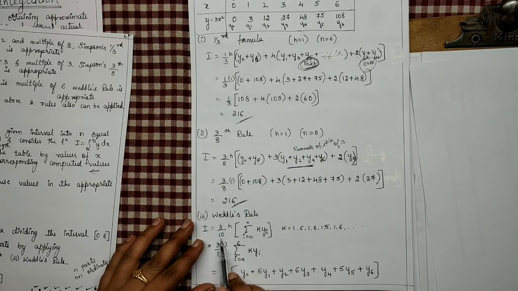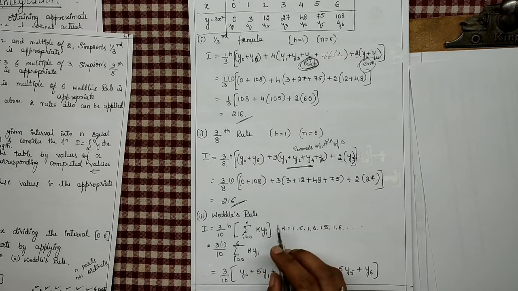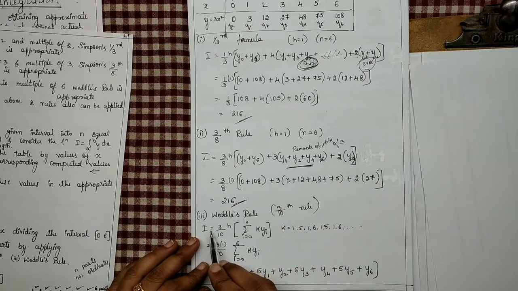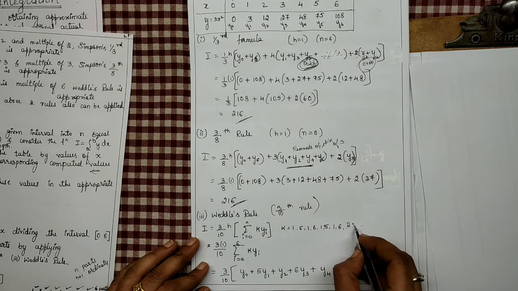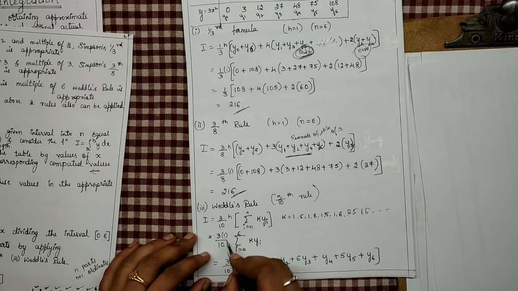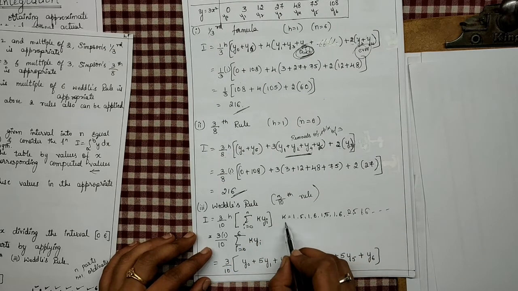This is given by I is equal to 3/10 into. Now we'll go for the last rule, that is Weddle's rule. It is also called 3/10th rule. The formula is given by I is equal to 3/10 into h into summation i from 0 to n k into yi, where this k is 1, 5, 1, 6, 1, 5, 1. It will be repeating, the terms will be repeating. Okay, now I will explain you how to write this formula by using these k values.